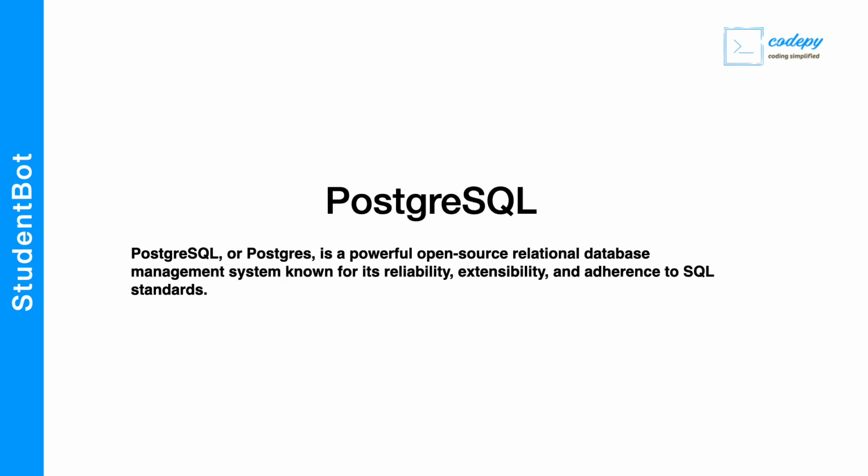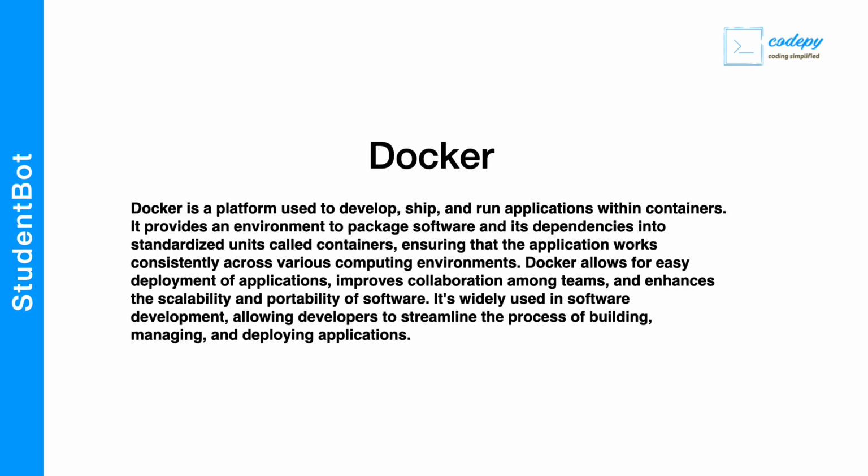What is PostgreSQL? So-called Postgres. PostgreSQL or Postgres is a powerful open source relational database management system known for its reliability, extensibility and adherence to SQL standards. We are going to use Postgres to store the chunks after we retrieve the text from the PDFs. Docker. Docker is a platform used to develop, ship and run applications within containers. It provides an environment to package software and its dependencies into standardized units called containers, ensuring that the application works consistently across various computing environments.